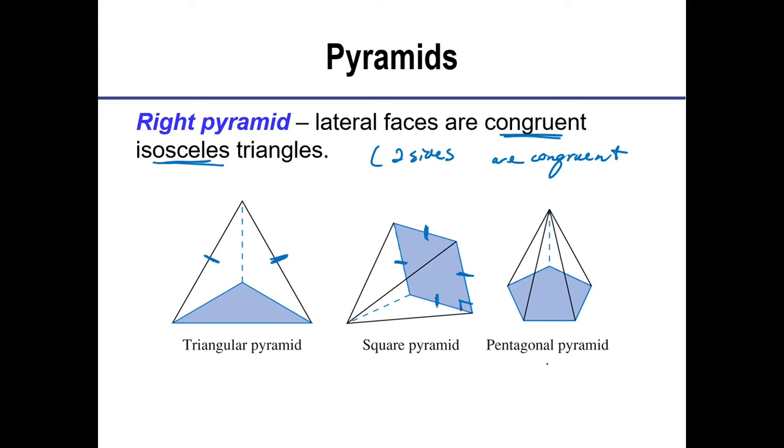The third figure is a pentagonal pyramid. Remember, a pentagon is a figure with 5 sides, or a polygon with 5 sides. So pyramids are classified by their base. We could have hexagonal pyramids, a base with 6 sides, octagonal pyramids, a base with 8 sides, and so on.